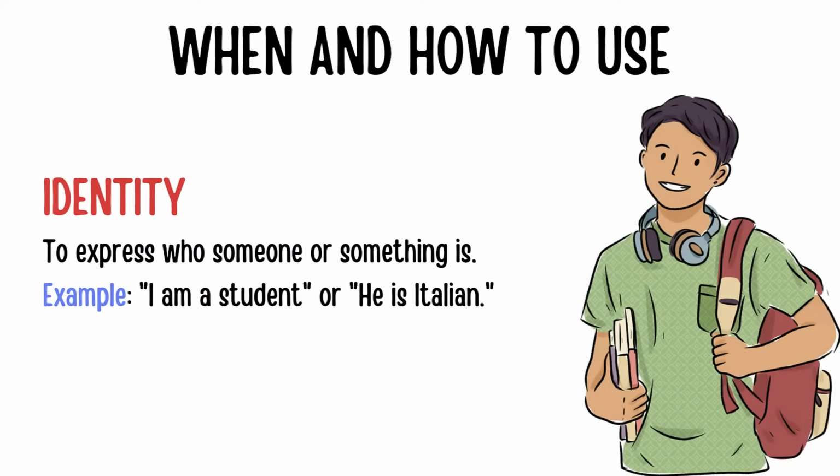Identity, to express who someone or something is. For example, I am a student or he is Italian. In Italian is io sono uno studente e io sono italiano. So, sono is the conjugation of to be, first person singular. We will see everything in a moment.